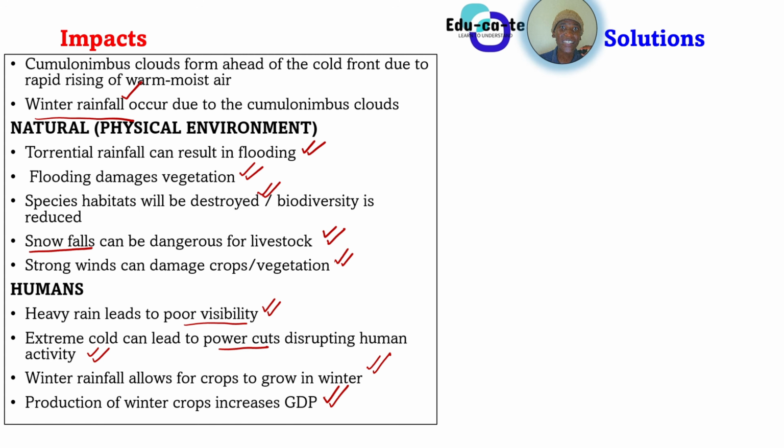Bear in mind that you do not write in points, you always write in paragraphs, and you do not use the word "and" to separate two points. Never use the word "and" when you're writing this. You can see here I've said heavy rain leads to poor visibility. You shouldn't continue and say "and this will do this." No, don't do that. Separate the point, put a full stop and write the next point in a new sentence. Do not say extreme cold can lead to power cuts and this disrupts human activity. They won't get the marks. You have to say extreme cold can lead to power cuts and you can just put a full stop there, or maybe write in another sentence that this actually disrupts human activity.